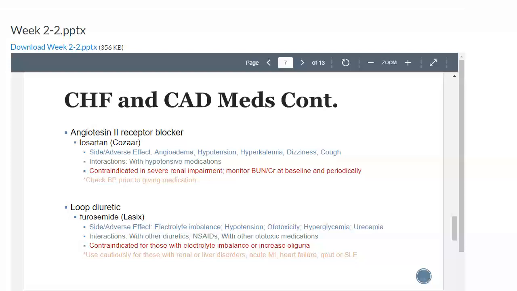They work essentially the same way in regards to the renin-angiotensin-aldosterone system. Your ARBs are a little bit more expensive than your ACEs, so that's why your healthcare providers usually start off ordering an ACE and see how the patient does tolerate that.